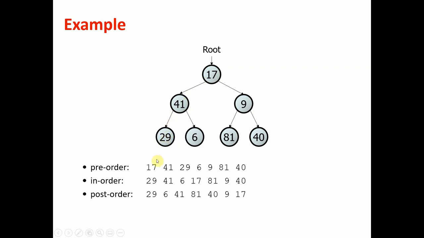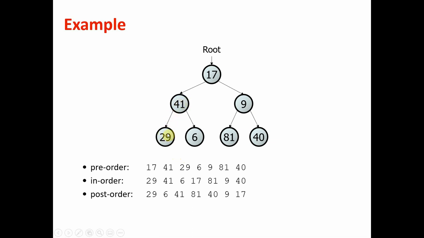Now this one doesn't have any left subtree, okay? So we can just display 29 now, right? It also doesn't have any right subtree, okay? So for this node, we visited all the nodes in its left subtree.